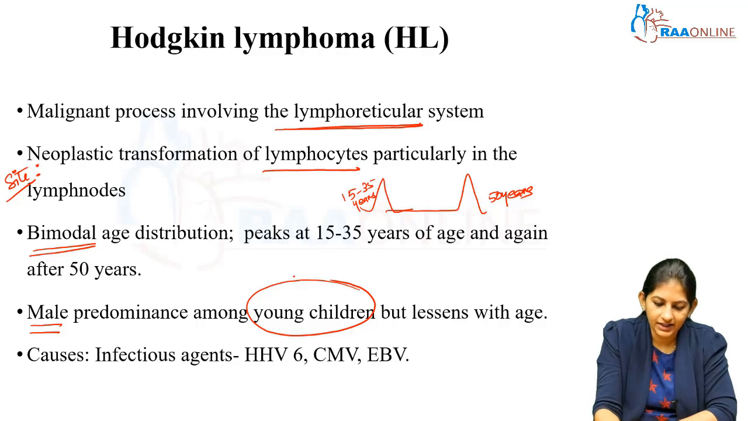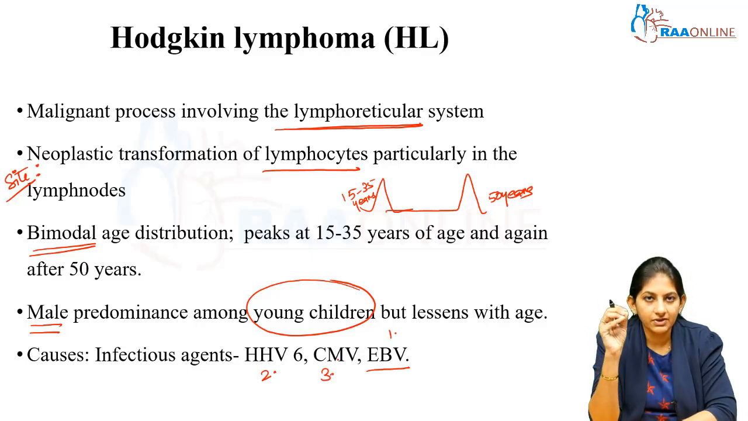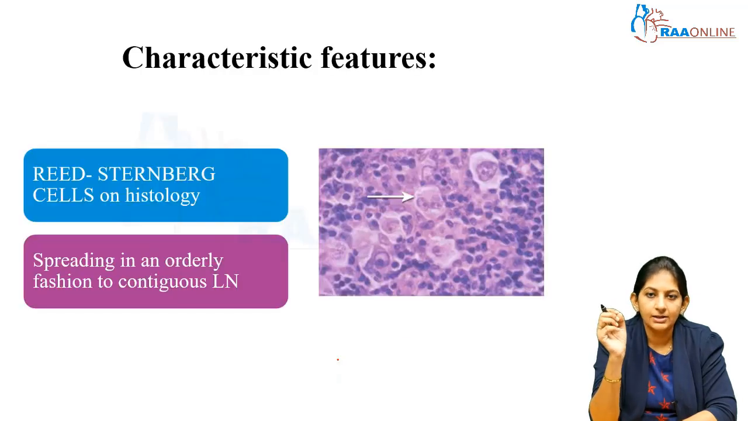One important virus is EBV. After that, you can remember HHV6 and CMV. So these are some of the infectious agents that are a risk for Hodgkin lymphoma.